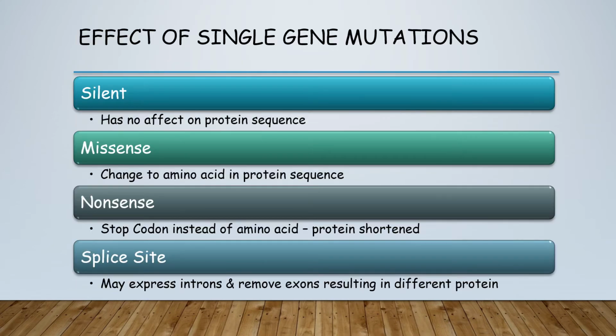So this could be quite useful to get all that information down. So in terms of the classification of our single gene mutations, they're often referred to as point mutations because they happen at a certain point, obviously. So silent, it has no effect on the protein sequence at all. So obviously we're getting the same amino acid coded for, so happy days. Missense, change to the amino acid in the protein sequence. Nonsense, where we get a stop codon. So we've obviously got a protein that is shortened. And a splice site, I just talked about it. You may get introns expressed and exons removed, resulting in a different protein.